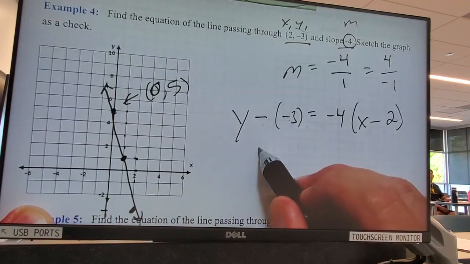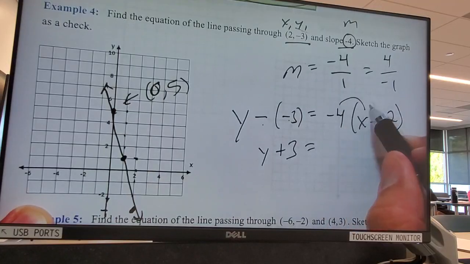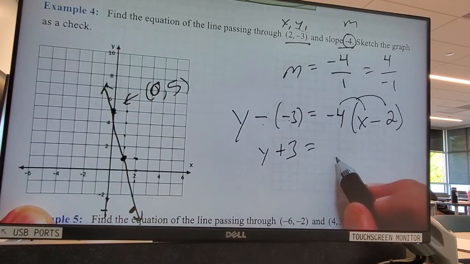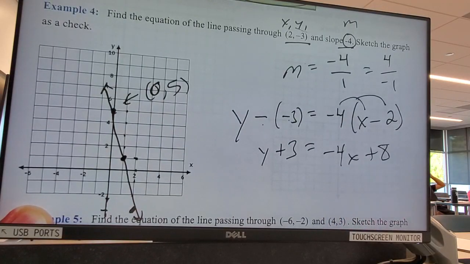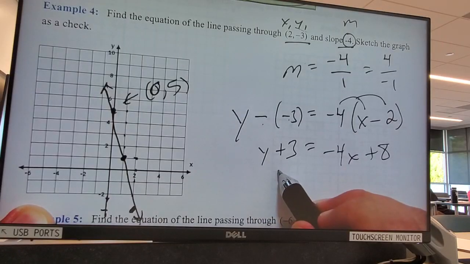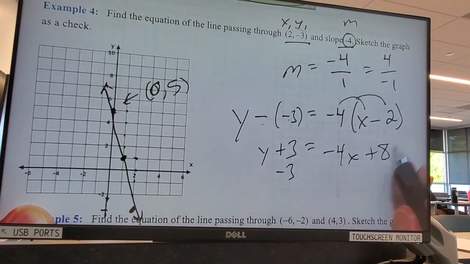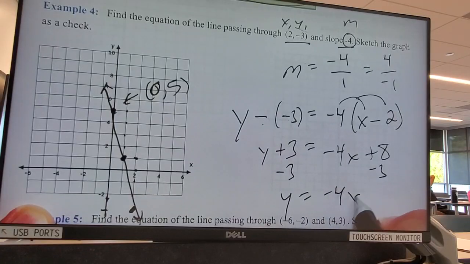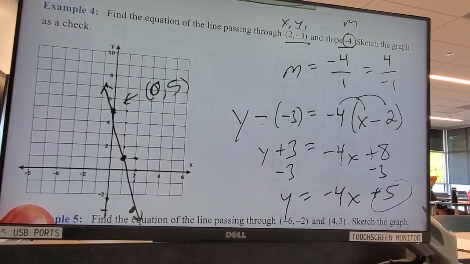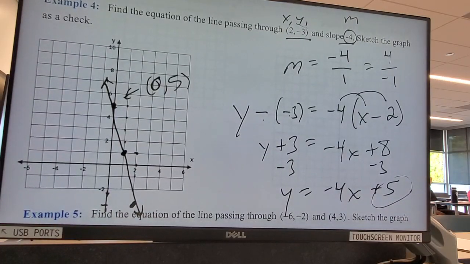So minus -3 is plus 3. Distribute the -4. And then I just subtract 3. And what did we recover? What is this? Yeah, that's the y-intercept. Kick ass. So it's got to kind of come together. So if I graph it one way and I find the y-intercept, the algebra better come out the same way. If you plug a 0, you get 5. Kicks ass. Okay.